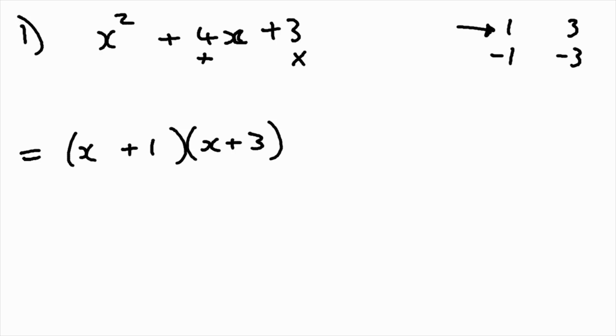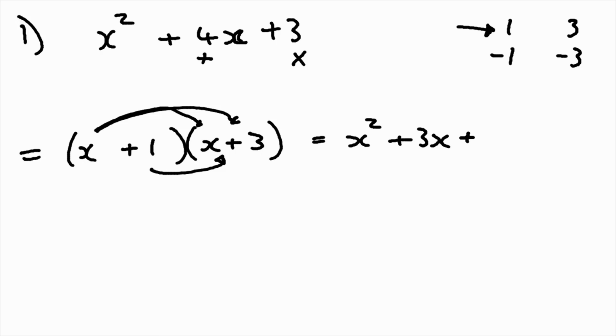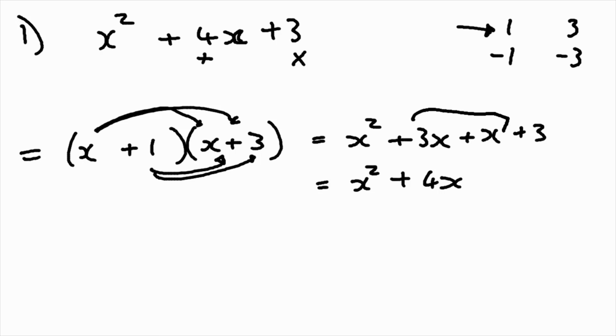If we expand this just to check, x multiplied by x is x squared, x multiplied by 3 is 3x, 1 times x is x, and 1 times 3 is 3. Simplify it, x squared plus 4x plus 3, which is what we wanted to factorise in the first place.